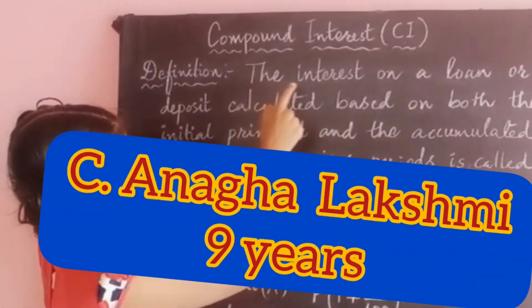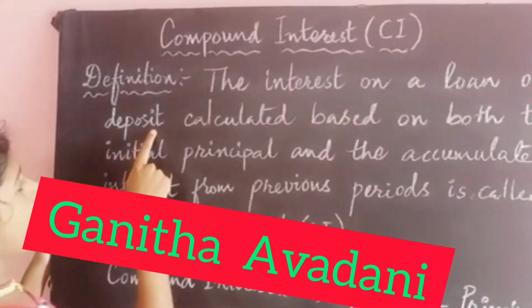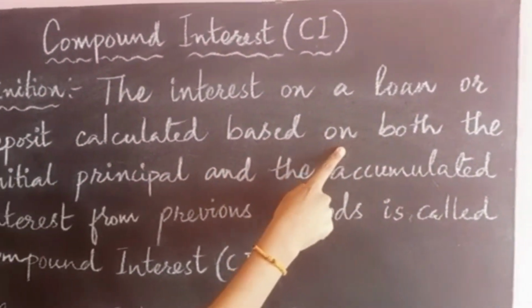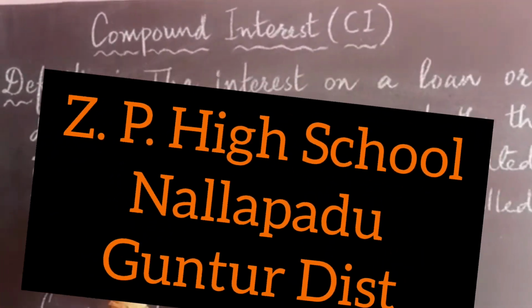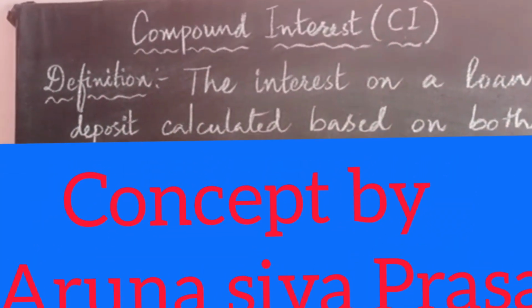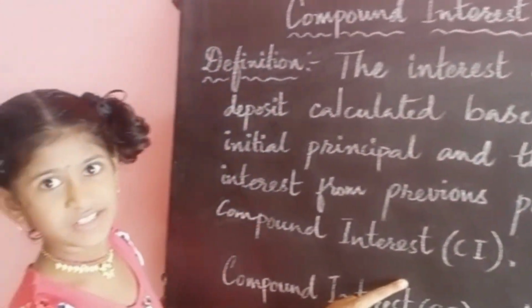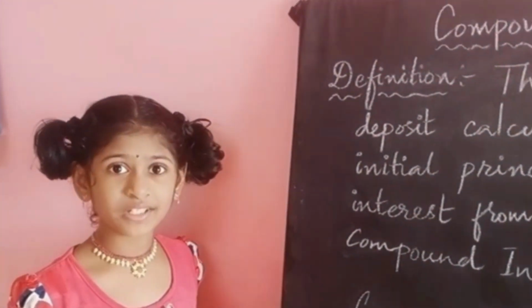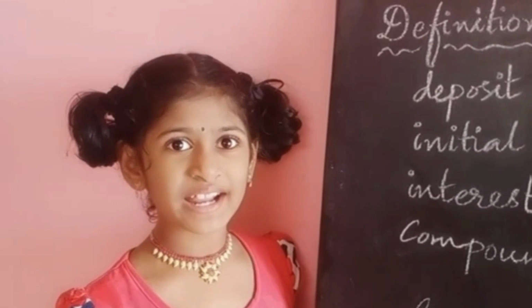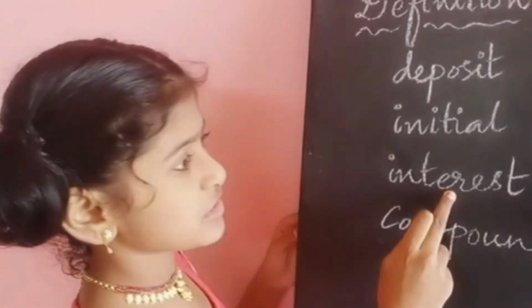The definition says that the interest on a loan or deposit calculated based on both the initial principal and the accumulated interest from the previous periods is called compound interest. Means if the money is lent at compound interest, at the end of the year or a certain period, the accumulated interest added to the initial principal will be the principal for the next year.